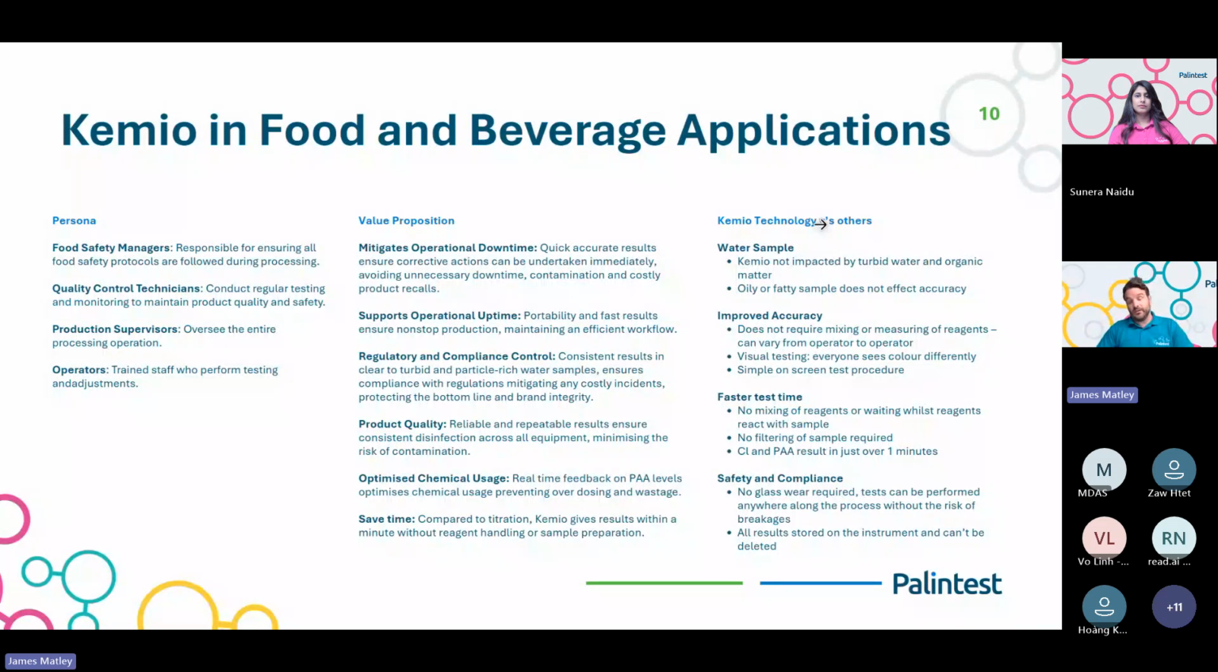Save time. So compared to titration or filtration of the sample, the KMO will give you a result within a minute. So no reagent handling or sample preparation. And lastly, optimizing your chemical usage. So real-time feedback on your PAA levels or chemical, for example, or chlorine, for example, will reduce the amount of chemicals you require to use, which will save you money, which is always very important.